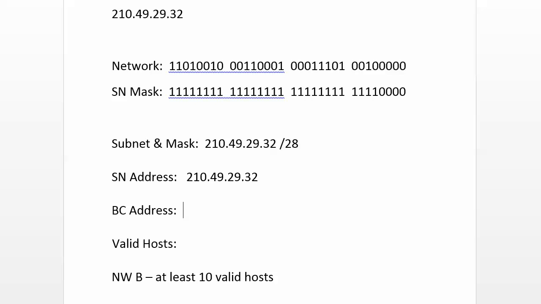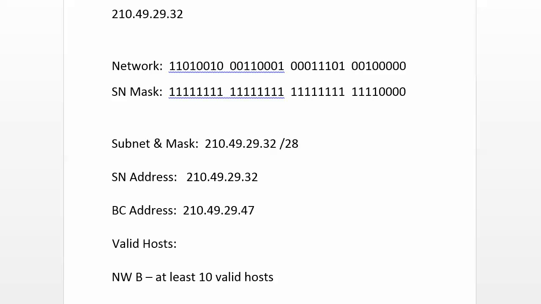So if those host bits are all 1, and remember that 32-bit is set now, that's going to be 210.49.29 what? 8, 4, 2, 1 ones are set. That's 15. That's going to be 47. And there's your broadcast address for that subnet.